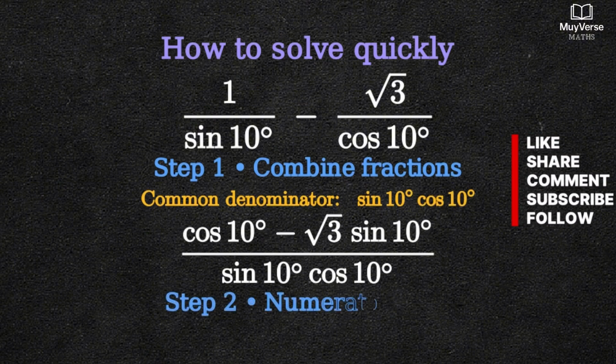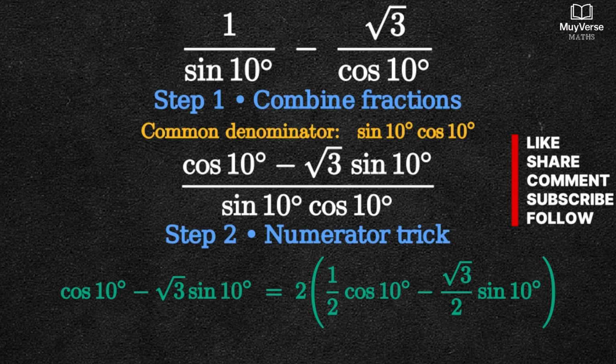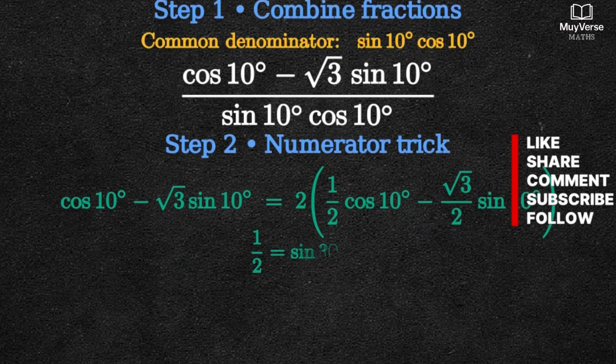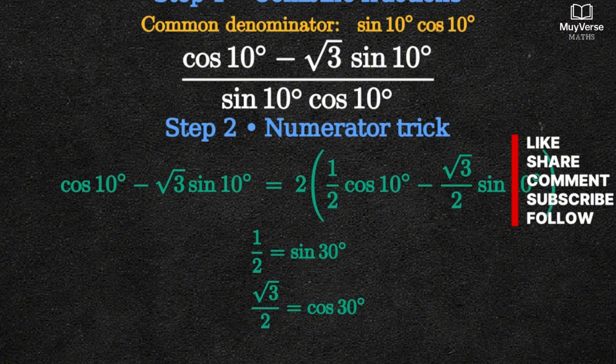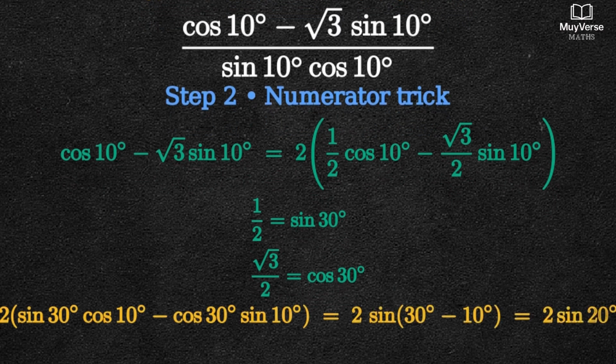Step 2. Simplify the numerator with a clever sign difference trick. Factor out 2 to match special values 1/2 and root 3 over 2. Recognize 1/2 as sine 30 degrees and root 3 over 2 as cosine 30 degrees. Then the pattern is sine of 30 minus 10, so the numerator becomes 2 times sine 20 degrees.